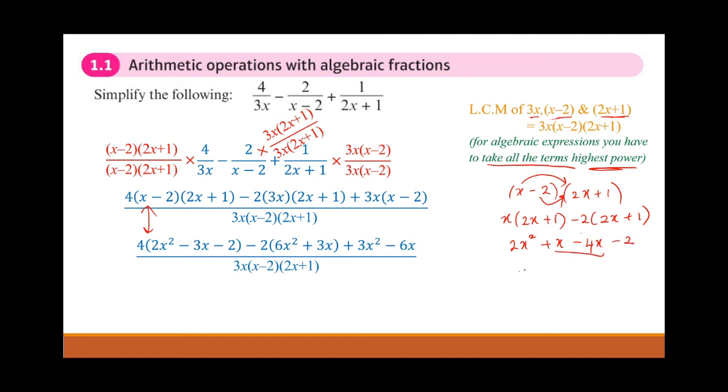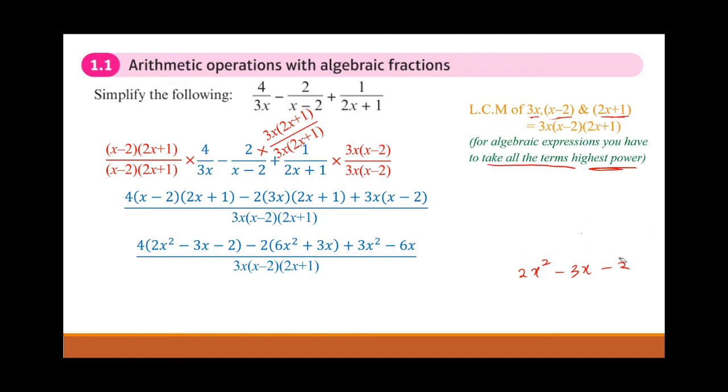Now simplifying the like terms, your final answer is 2x squared minus 3x minus 2, which you can put back in the fraction. Alright, don't try to do this whole working inside the fraction, because then it looks very complicated and you start making sign mistakes and simplification mistakes.